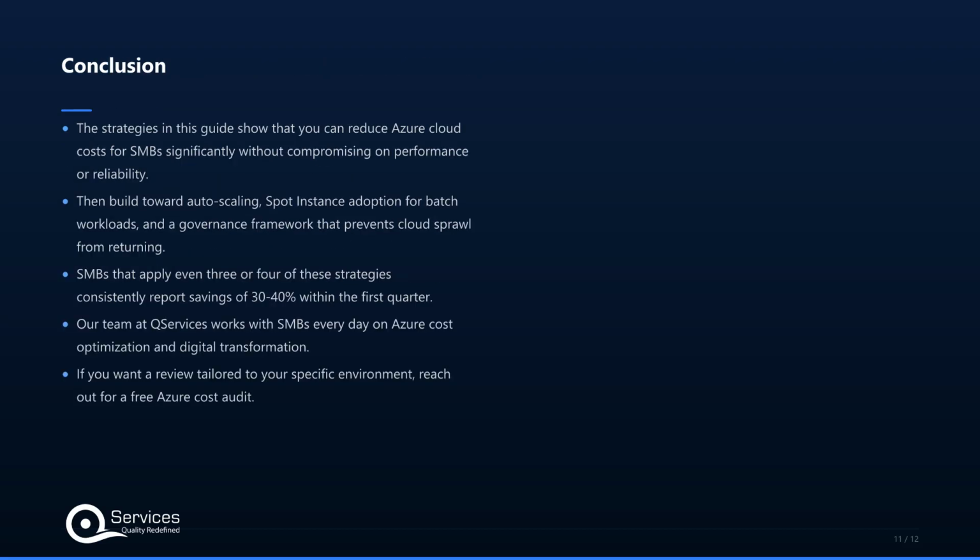Conclusion: the strategies in this guide show that you can reduce Azure cloud costs for SMBs significantly without compromising on performance or reliability. Start with the highest impact items: reserved instances for predictable workloads, right-sizing flagged VMs through Azure Advisor, and enabling cost management budgets today. Then build toward autoscaling, spot instance adoption for batch workloads, and a governance framework that prevents cloud sprawl from returning. SMBs that apply even 3 or 4 of these strategies consistently report savings of 30 to 40% within the first quarter. The budget you recover from cloud inefficiencies goes back into product development, hiring, or the infrastructure that actually moves your business forward.